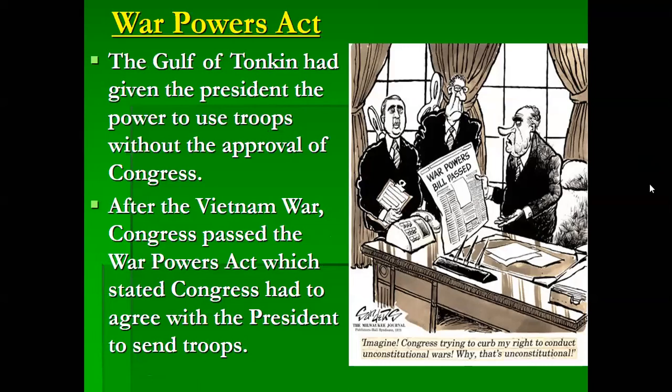So, towards the end of the war, there is a new act that was passed called the War Powers Act. If you remember, the Gulf of Tonkin Resolution had given the president the power to use troops without Congress's approval. So the War Powers Act just gives the powers back to Congress, to where Congress has to agree with the president to send troops to places.